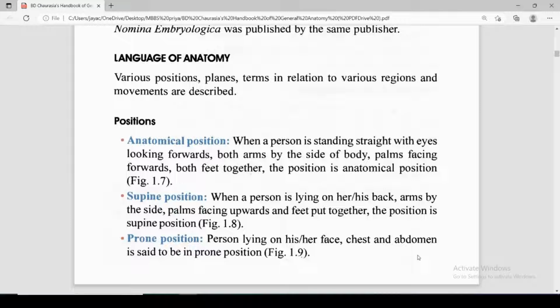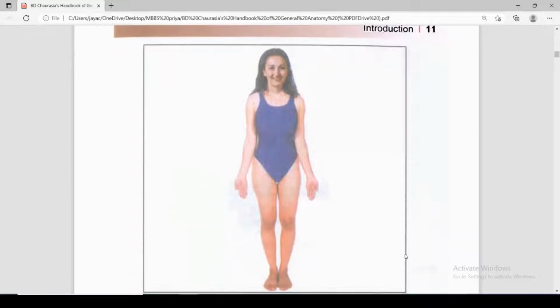Anatomical position is when a person is standing straight with his eyes looking forward and both the arms by the side of the body and the palms facing forward and both the feet together, the position is called an anatomical position. Yes, so anatomical position. So, this is an example of an anatomical position.